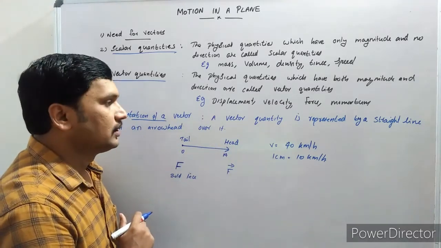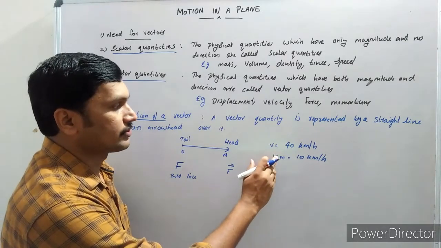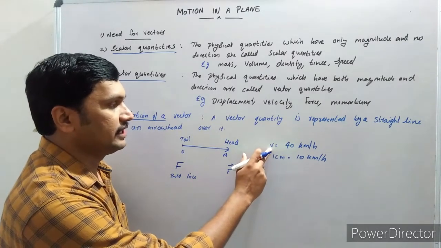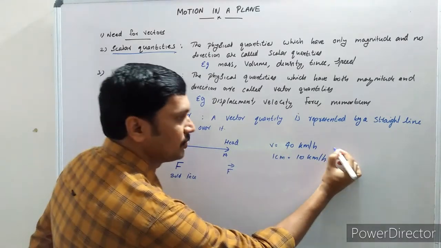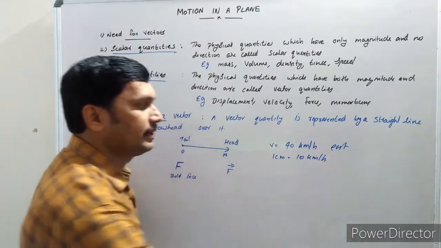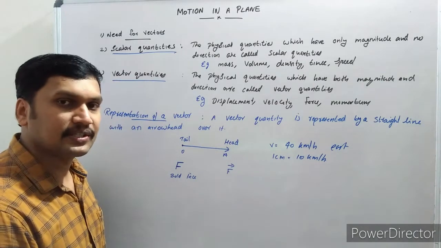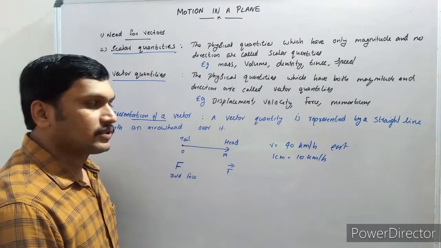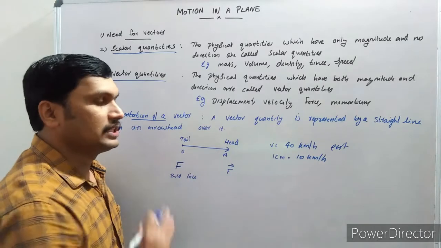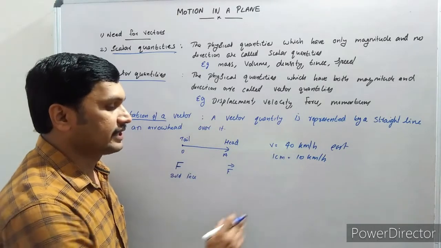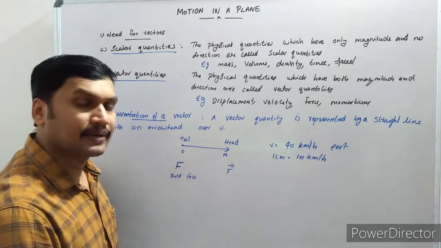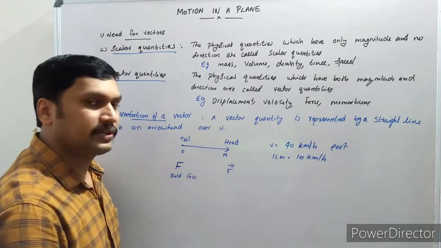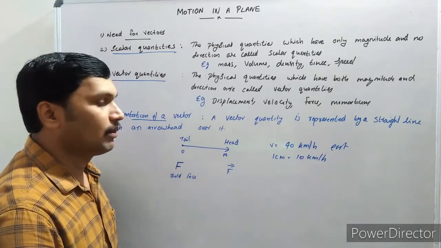For example, if you have a vector quantity like velocity, suppose the velocity of an object is v equal to 40 kilometer per hour towards east. We represent that velocity vector here by taking a scale. Our scale is 1 centimeter equal to 10 kilometer per hour.